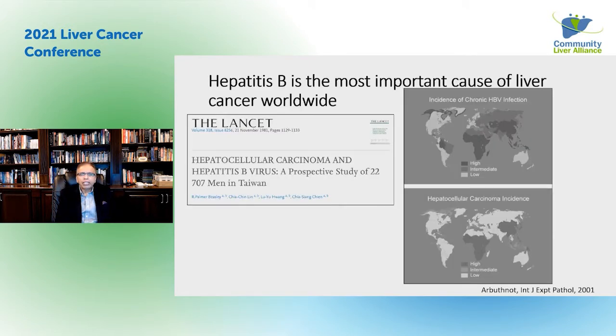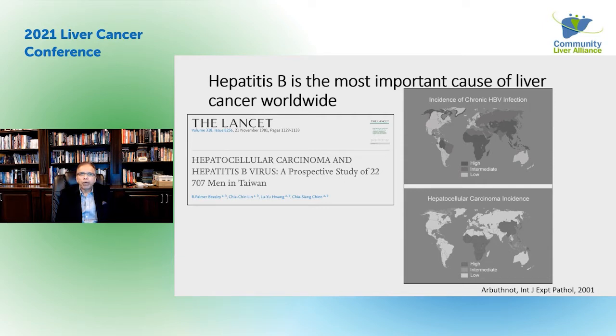So let's look, for example, at hepatitis B. Hepatitis B is actually the most important cause of liver cancer worldwide. So if you look at the top figure there, the dark areas are the ones where there is highest incidence of chronic hepatitis B infection. And those are basically China and sub-Saharan Africa, and also Alaska.